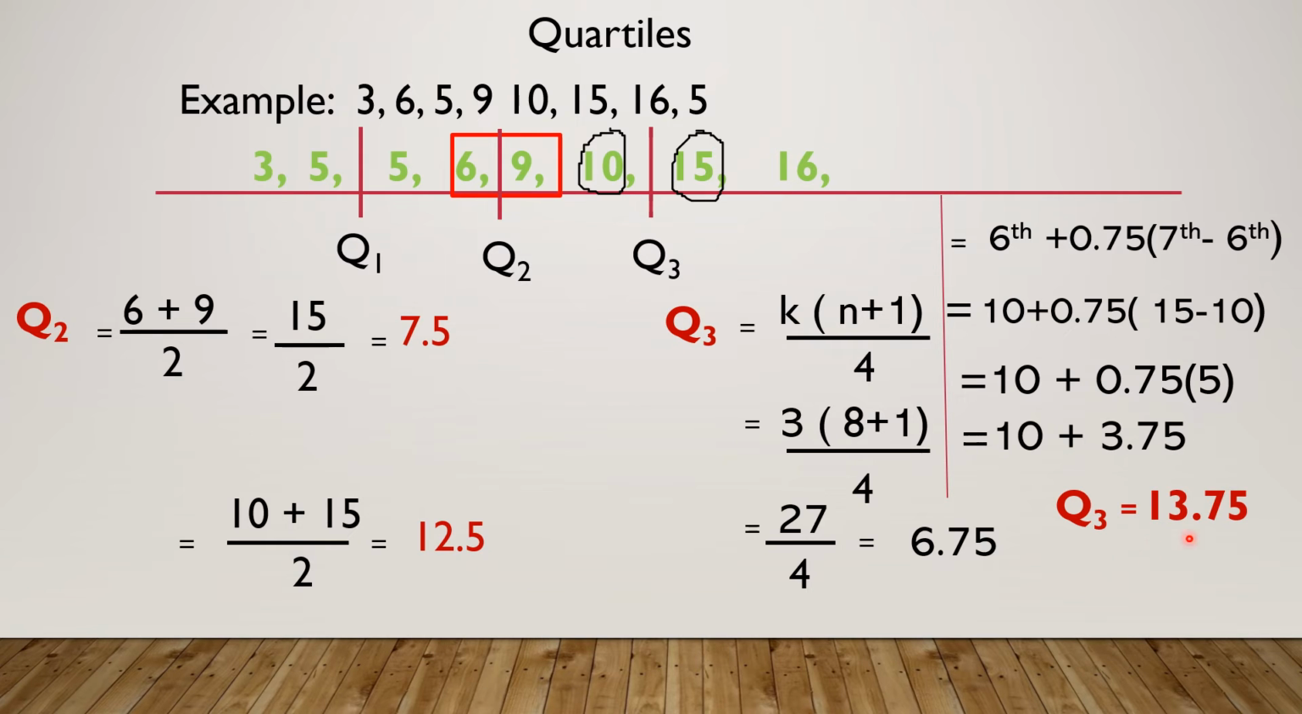The scores under this third quartile is 13.75. Here, 13.75. Now, if you're going to get the average, we only have 12.5. So this is why I want to show to you the two ways of solving. But it depends on your teacher if he just wants simply the average or using the formula. But using the formula, that's how you're going to solve it.